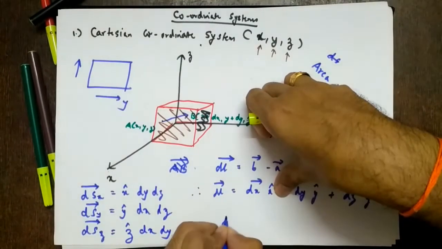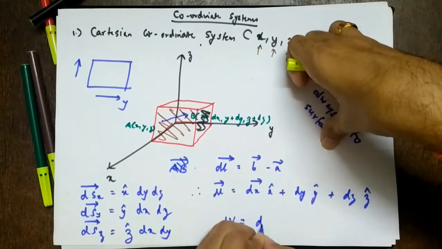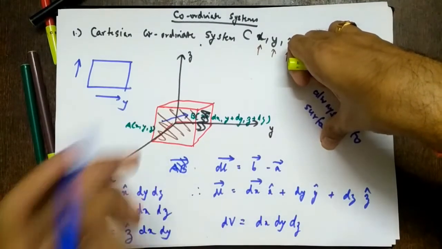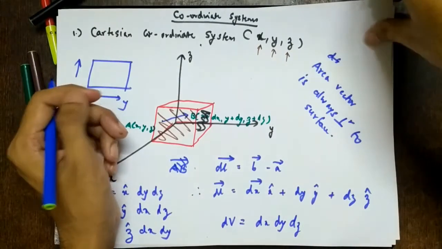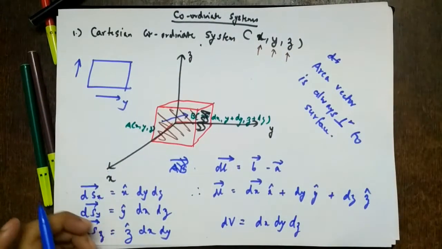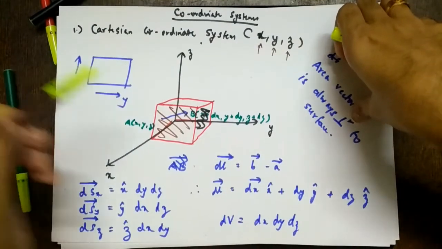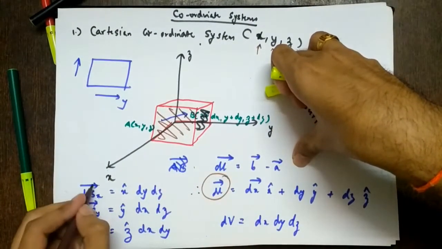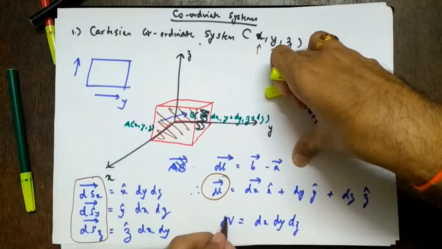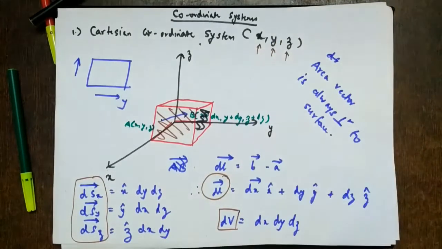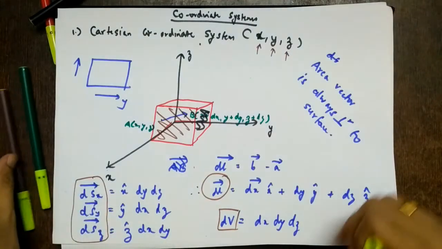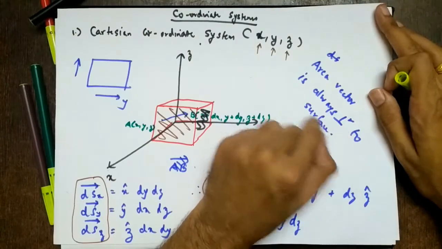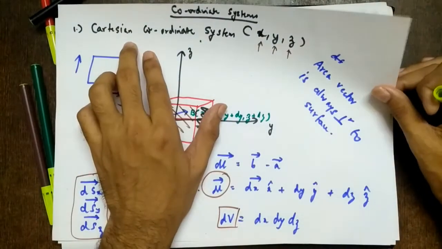Then finally we have volume. So volume will be what? Nothing but volume of a cube. So dx dy dz for the small change that we have moved. So for any coordinate system, we always require these three things: dl vector, ds vector for three different directions, and dv. Remember, dv is a scalar, it is not a vector because it is a volume. And what else you have to remember? Area vector is always perpendicular to the surface. So this is for Cartesian coordinate system.